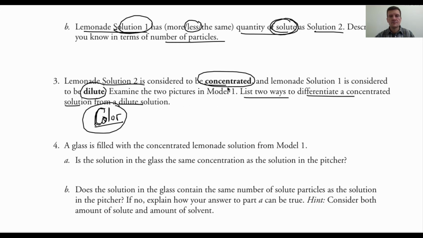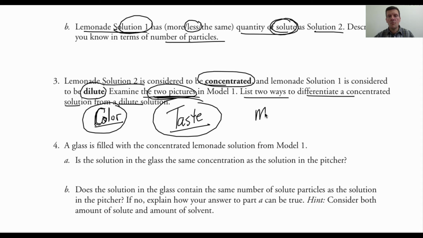The other way is you could taste. So if you want to taste it, the concentrated one, if this is sugar, for example, is going to taste sweeter. You're going to actually taste the difference between the two. Okay? If you're looking at the pictures, obviously more particles means more concentrated. So the higher the concentration, the more solute particles it has dissolved in the solution.